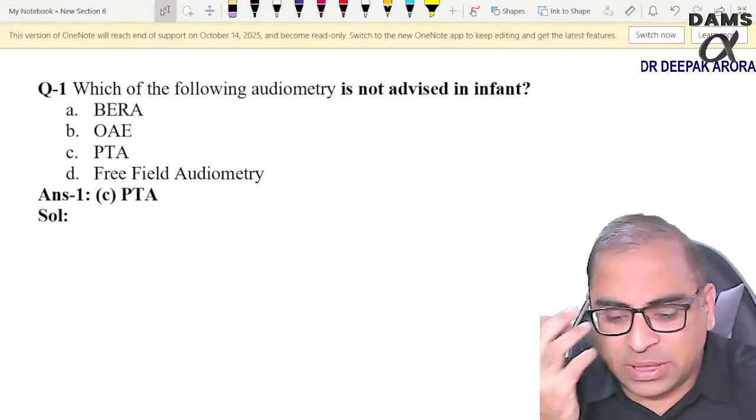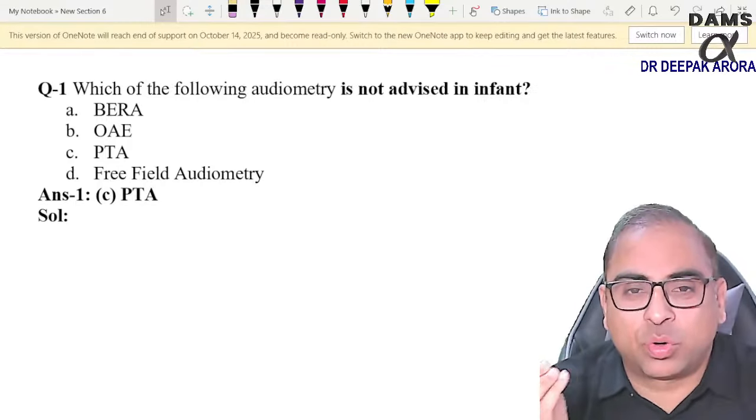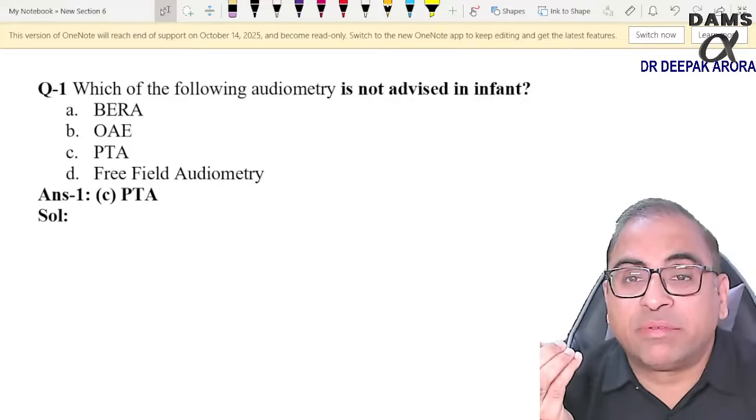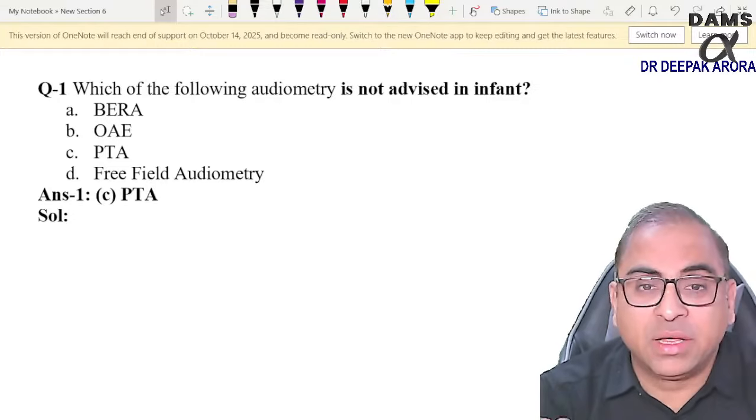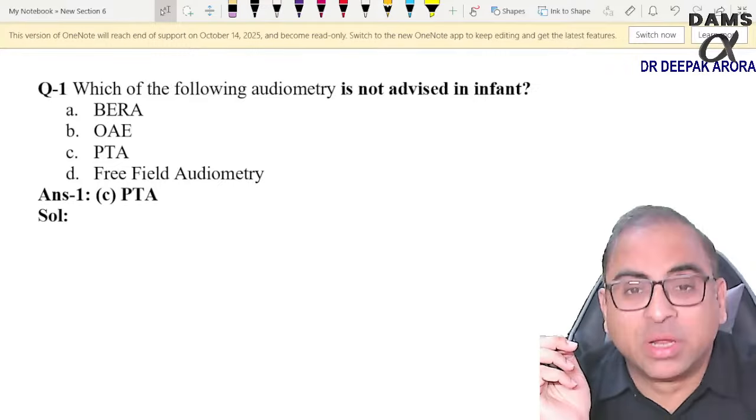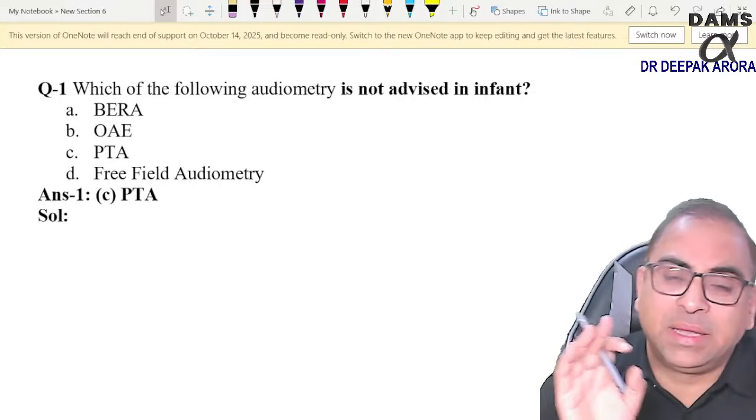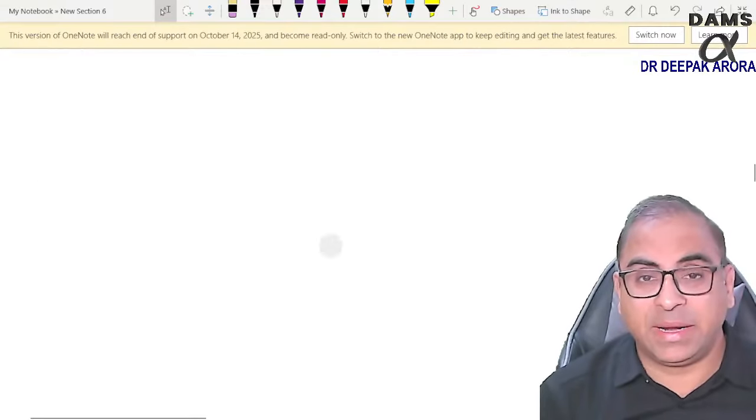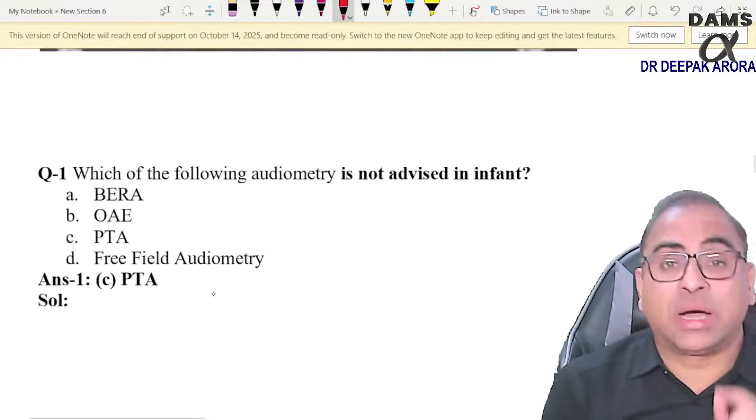The easiest question, beta. Nobody can ask a simpler question than this. Pure tone audiometry, PTA. I ask my patient to raise a finger whenever he hears the sound. So how can you do that in an infant? An infant will not follow your command. So PTA is not advised. This is a very old MCQ and this question comes many times. Always remember this, beta, in your upcoming NEET examination.